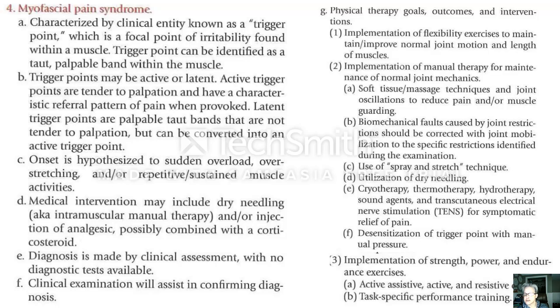Use of spray and stretch technique, utilization of dry needling, cryotherapy, thermotherapy, hydrotherapy, sound agents, and TENS for symptomatic relief of pain. Desensitization of trigger point with manual pressure, implementation of strength, power, and endurance exercises, active assistive, active and resistive exercises, task-specific performance training.